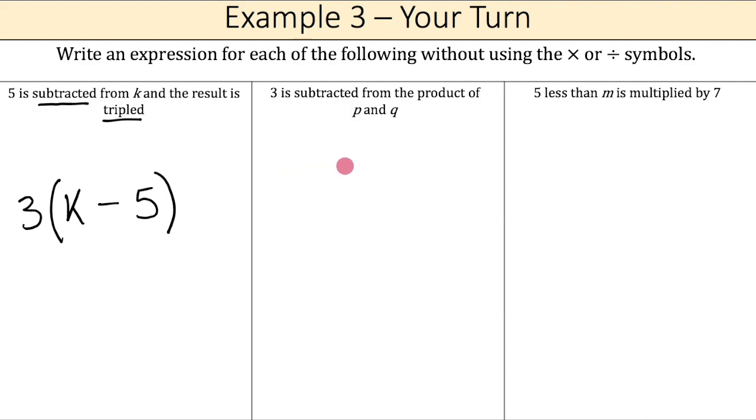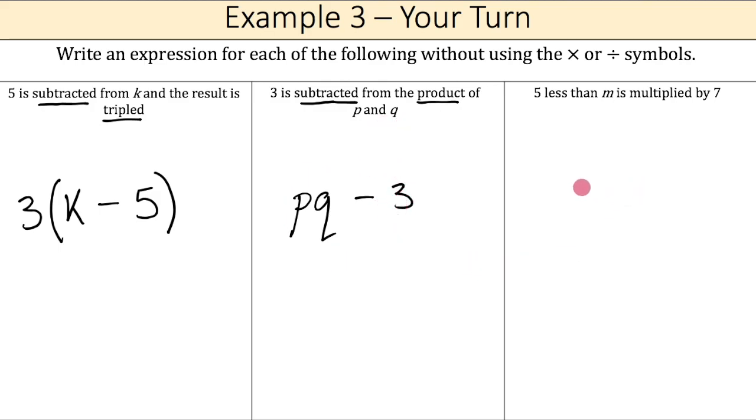Let's now go into the next one, which is 3 is subtracted from the product of P and Q. So once again, we're dealing with subtraction, so the order is going to matter. The word product here just means the result of the multiplication of P and Q. So it's going to be P times Q. Remember, I'm not going to put in that multiplication sign. And then I'm going to subtract 3 from it. 3 is subtracted from the product of P and Q. So that is going to be your answer.